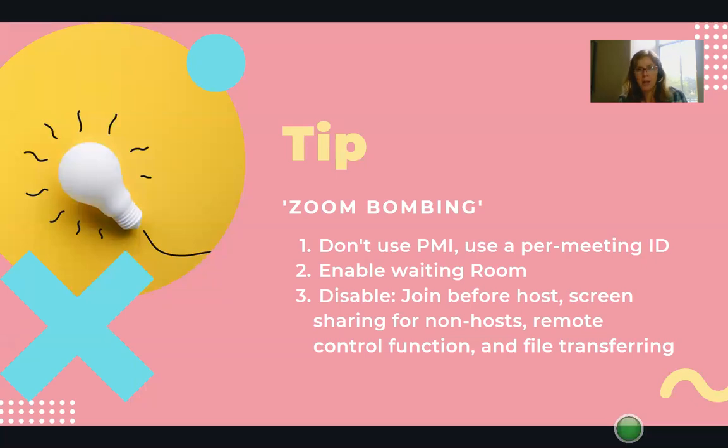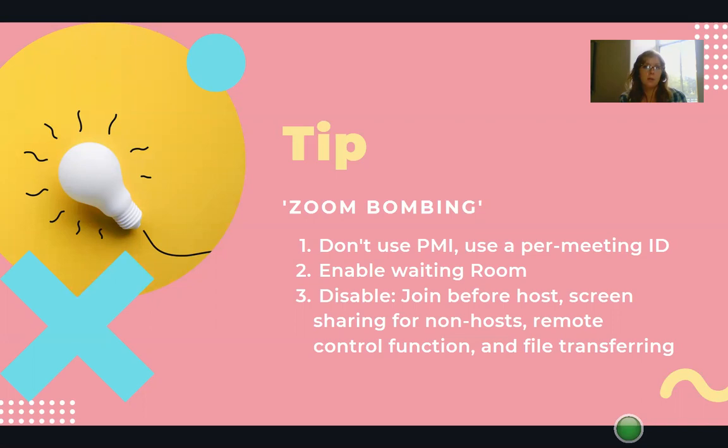Enable waiting room. I believe within the last month or two, Zoom has just made this automatically ticked. I don't think you have to go in and manually do it anymore. But just in case, you want to enable the waiting room feature so that you can see who is attempting to join the meeting before allowing them access. This places an extra hurdle in the way of hackers, and they're more likely to go on to an easier target.